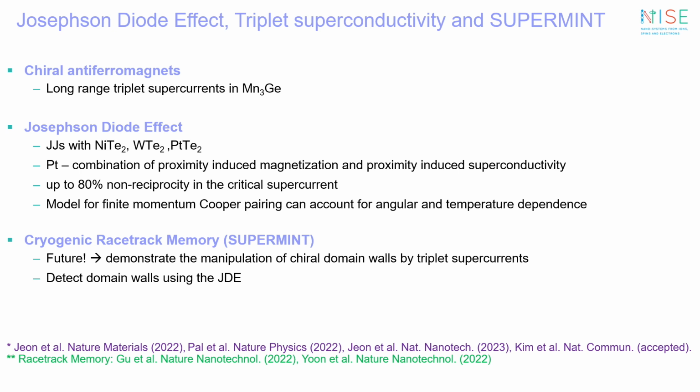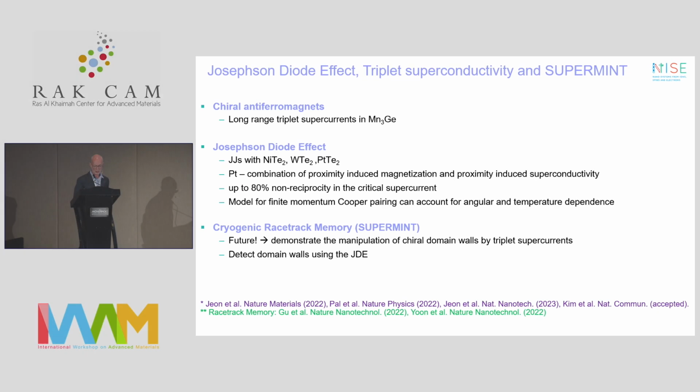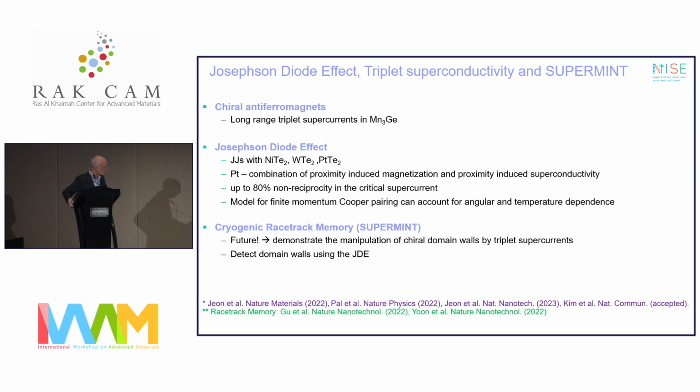But in conclusion, we've now seen the diode effect in all these different Van der Waals materials in magnetized platinum. We think this is a very interesting effect and could be used to manipulate domain walls in racetrack to build what I call supermint, a cryogenic racetrack memory that could support quantum computing systems, which require low temperature, high performance memory and logic devices at those temperatures.